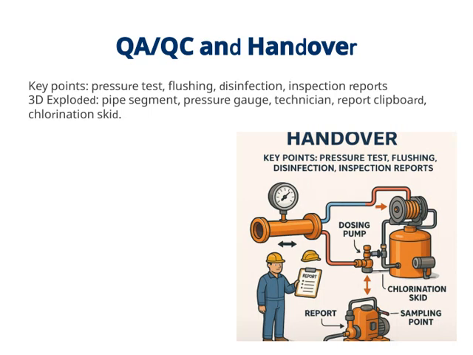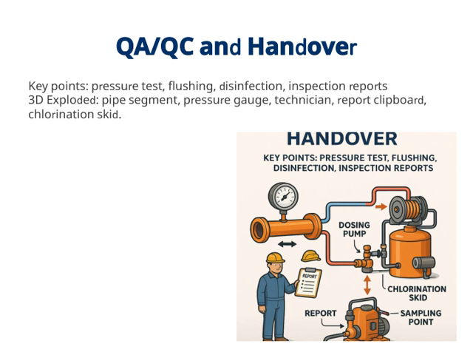Now, let's talk about QA, QC, and handover, which are crucial steps to ensure everything is up to standard before we move on. First, pressure testing is essential. It verifies the integrity of the pipe segment under the maximum expected pressure, helping us catch any potential leaks or weaknesses early on. Flushing comes next, where we clean out the pipeline to remove debris or any residual materials that could affect performance. Disinfection is equally important, especially in potable water systems, to ensure the water remains safe and free from harmful bacteria. Inspection reports are the final checkpoint.